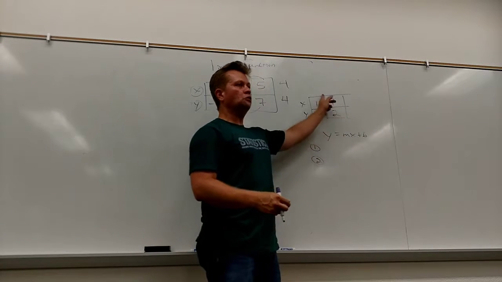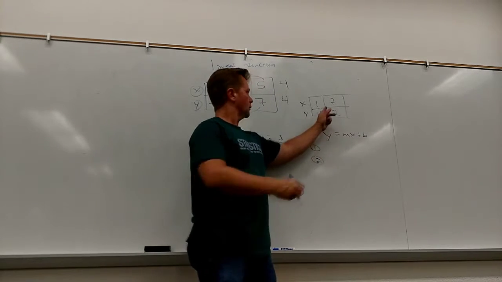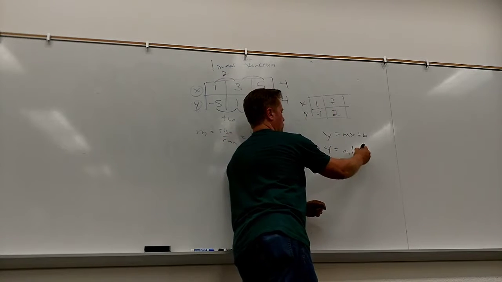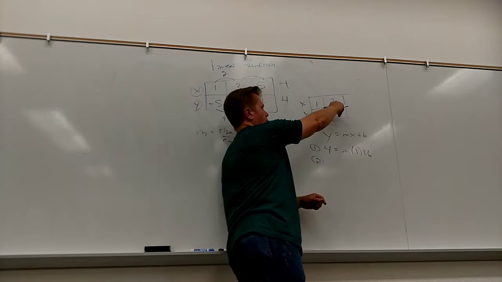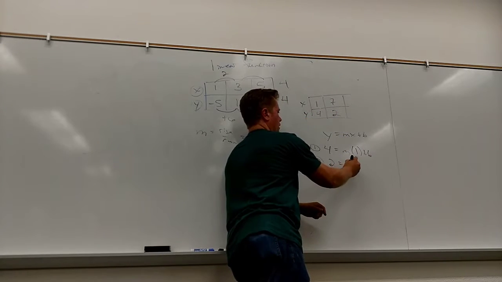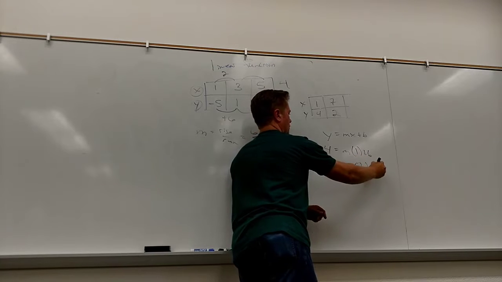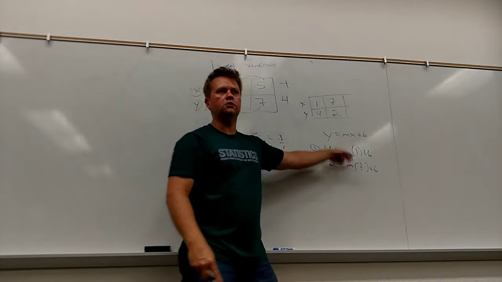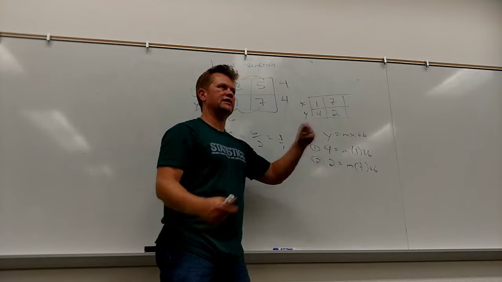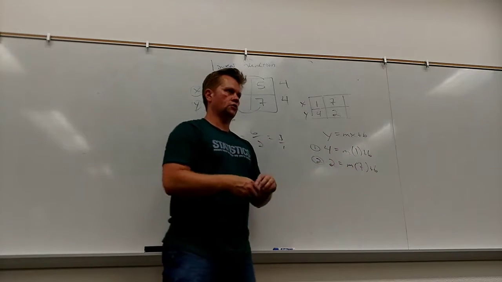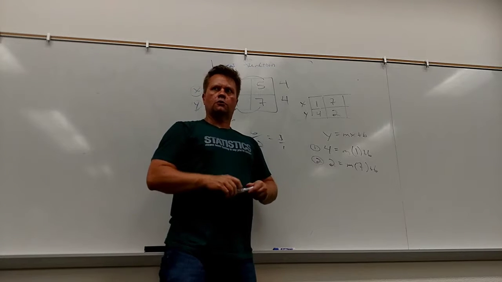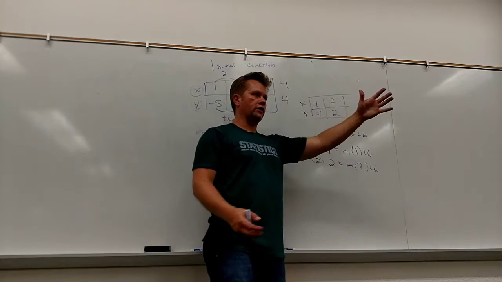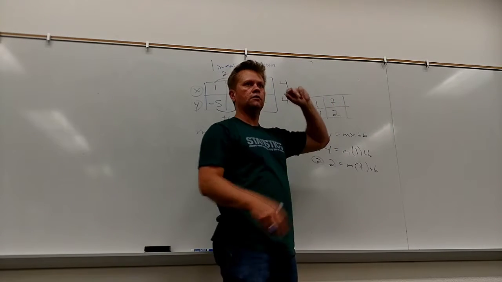But I do have two pieces of information, right? I have when x is 1, y is 4. I also have when x is 7, y is 2. So you could do substitution, you could do elimination, whatever you want to. This M and B are my unknowns. Now, do you have to do it this way? No. You can find the slope, you can do y minus y1 equals m times x minus x1 and plug one of the points in.